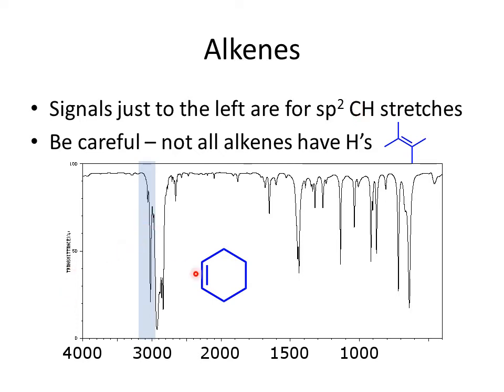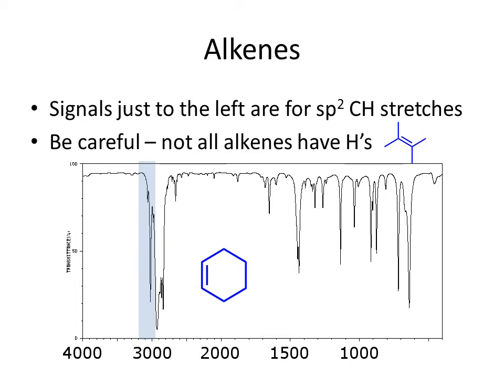And the result is that the alkene CHs, there's a hydrogen here and a hydrogen here in cyclohexene, those have a stretch at a slightly different energy than the sp3. So just to the right, these ones have to do with CHs here, here, here, and here. But just to the left, this line right here, that's a signal that's representative of an alkene CH. And so that's this hydrogen and this hydrogen.